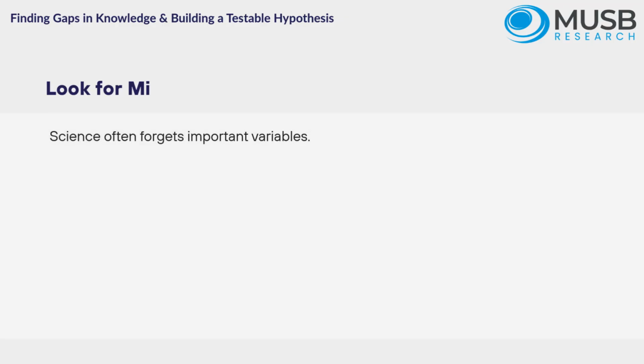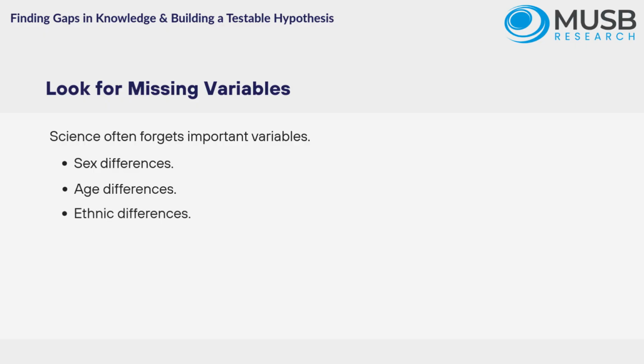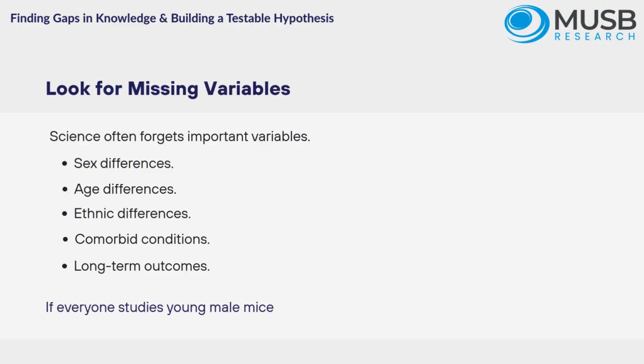Science often forgets important variables. Sex differences, age differences, ethnic differences, comorbid conditions, long-term outcomes. If everyone studies young male mice for 4 weeks, that is not complete science. Missing dimensions are powerful gaps.